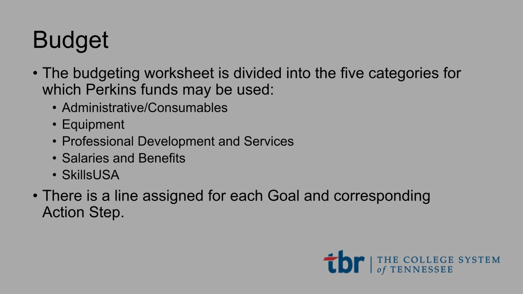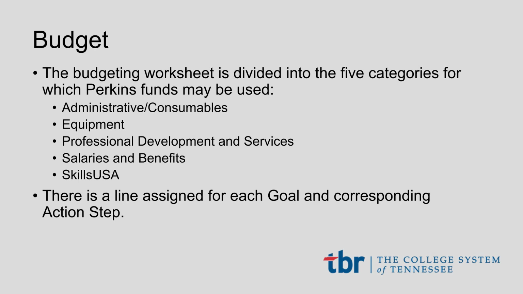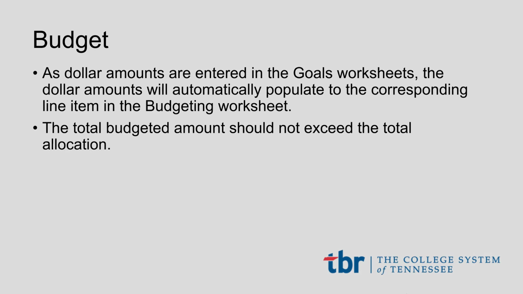Budget. The budgeting worksheet is divided into the 5 categories for which Perkins funds may be used: administrative and consumables, equipment, professional development and services, salaries and benefits, and Skills USA. There is a line assigned for each goal and corresponding action step. As dollar amounts are entered in the goals worksheets, the dollar amounts will automatically populate to the corresponding line item in the budgeting worksheet. The total budgeted amount should not exceed the total allocation.